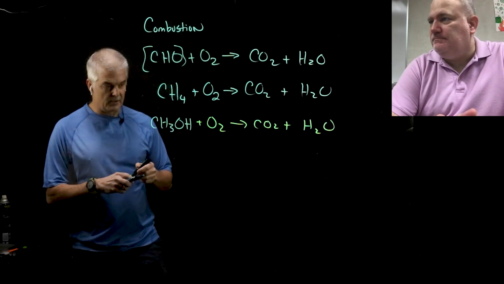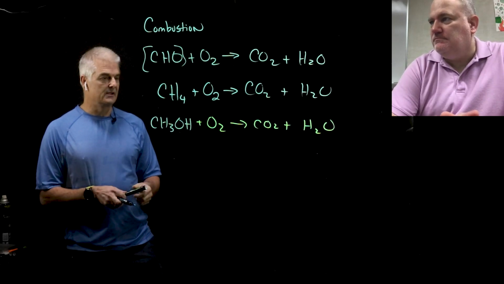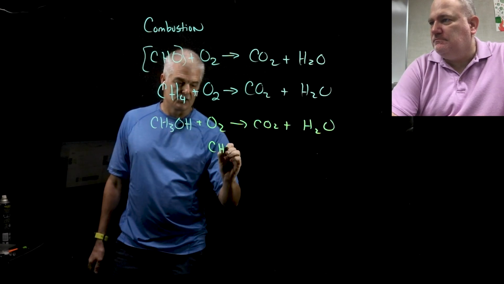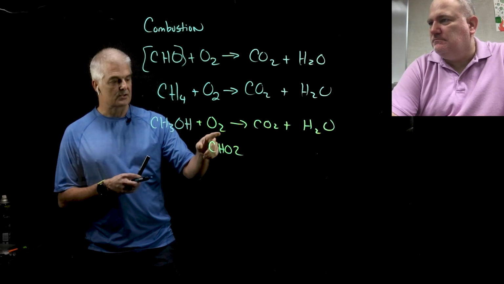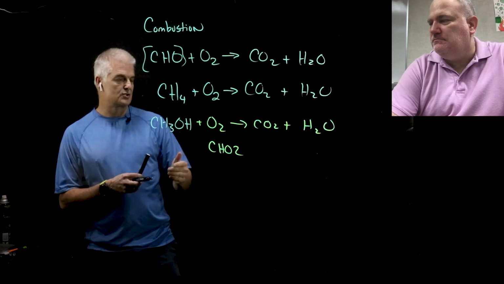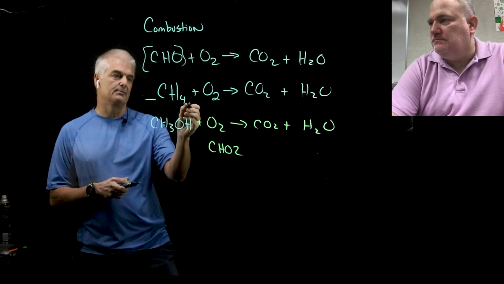Now, the trick on these ones is how to balance them. And again, we talked about this in a previous video. Remember when you're balancing these, it's the CHO2 rule. You do the carbons first, then the hydrogens, and then the oxygens, and then you double it. So let's just quickly do just the first one here, and then we'll look at an example.